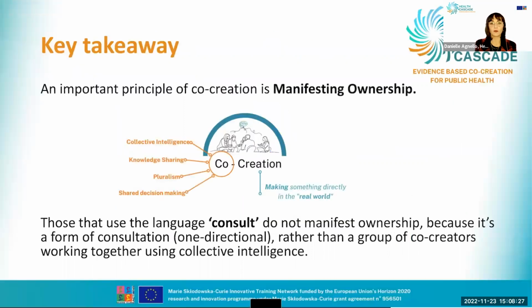The key takeaway is really pointing back to that first decision support tree Seb pointed out at the beginning, which was focusing on this co. So when we're manifesting ownership, we're really trying to focus on that co part, which is collective intelligence, knowledge sharing, pluralism, and shared decision making. And this language of consult, as Mira pointed out, is not really giving that manifesting ownership experience. It's very one directional. So when you're manifesting ownership, look more to participatory engagement and ways to engage collective intelligence.